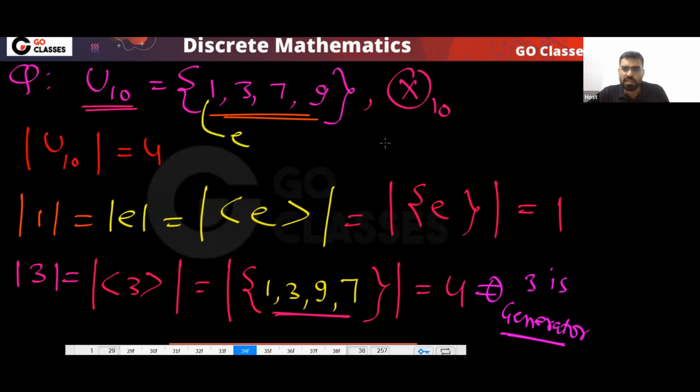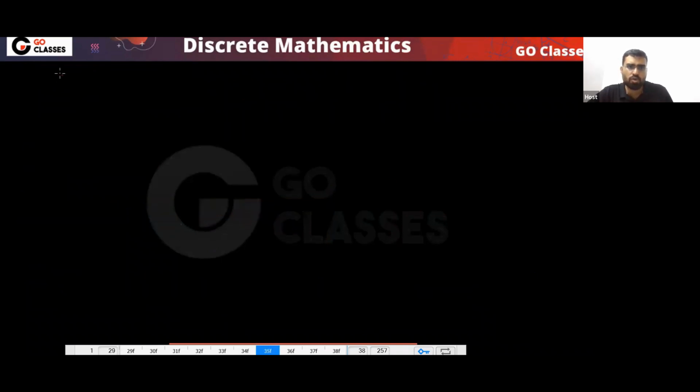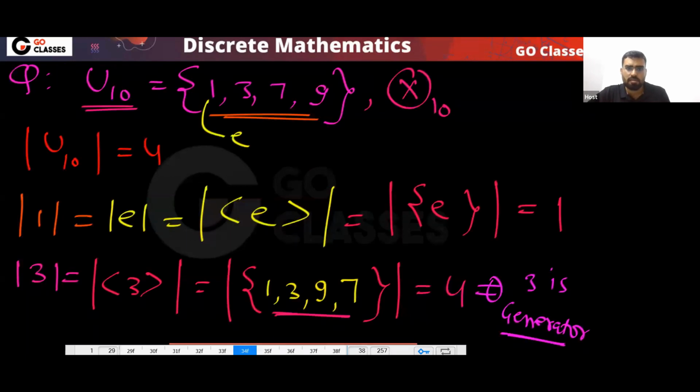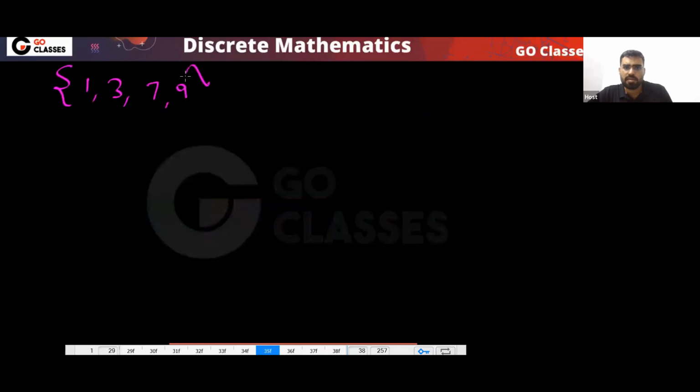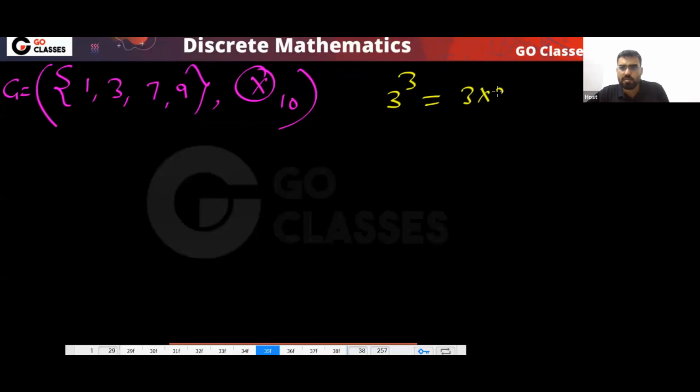And what is the inverse of 3? Remember, in this group, 1, 3, 7, 9, with multiplication modulo 10, this is your group. Now, first of all, what is 3 power 3? That means 3 multiplied by 3 multiplied by 3 mod 10, and that means 7.